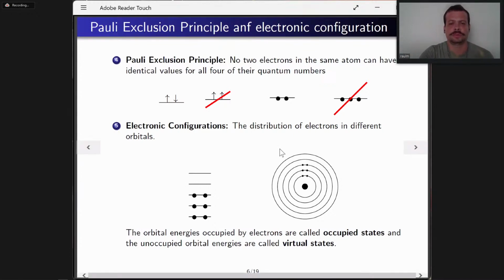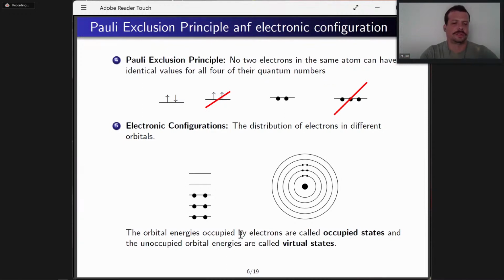A simpler way to depict this image is by just using these orbital energies and electrons. So we have a simple image, and this is the ground state configuration. It is also called the reference configuration, where all the electrons are in the lower orbital energies. Some notation: the electrons occupying the lower energy levels are called occupied states, and the unoccupied orbital energies are called virtual states. It's important to have that in mind.